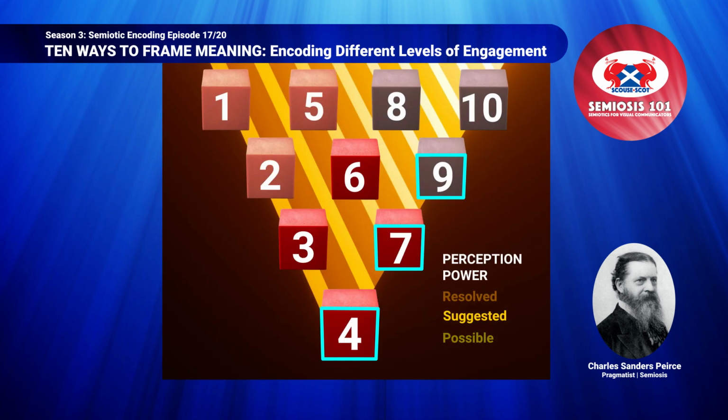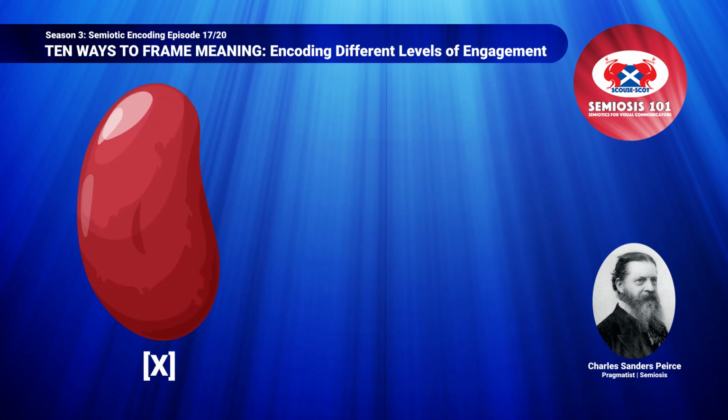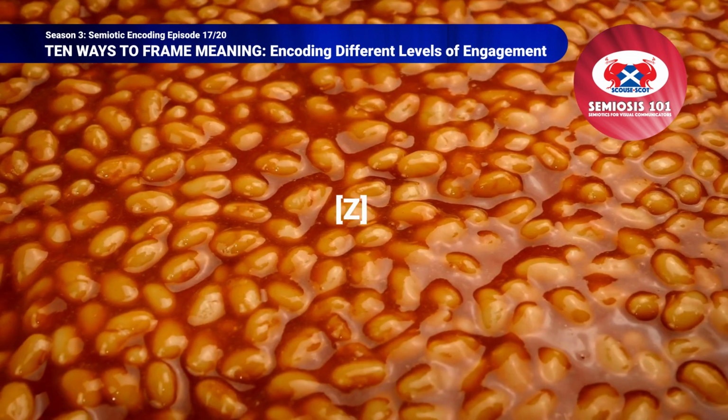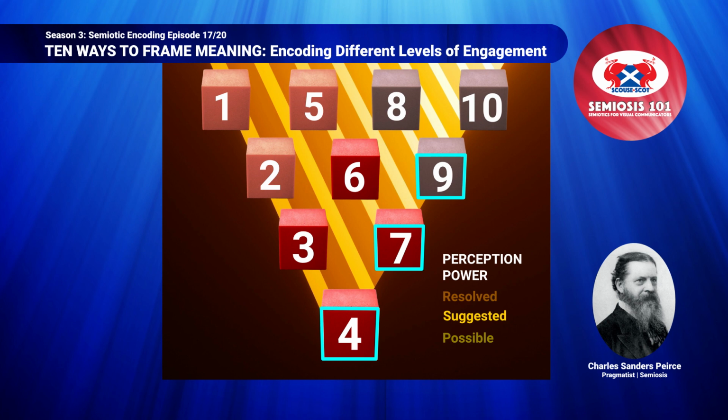We now increase the semiotic intensity to visually suggest what to perceive. Versus die sets. Sign classes 4, 7, and 9 start by suggesting X could be actually Z. This middle semiotic intensity level visually suggests more to perceive.